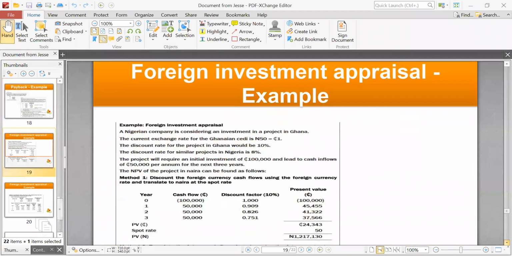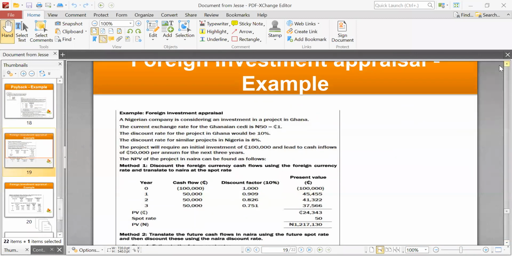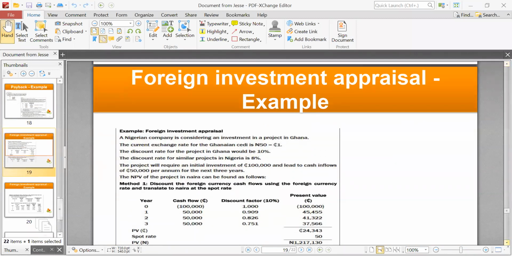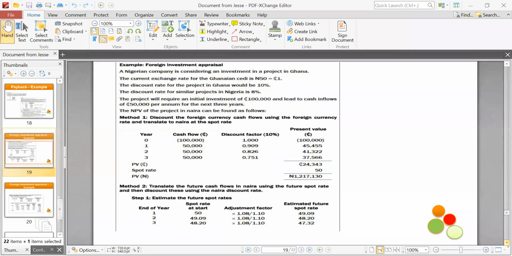Yes, sir. Okay. Now let's look at this foreign investment appraisal question. Yeah, a past question came like that, so that would help. But it didn't, it was only in the pre-scene. It didn't show up in the questions.